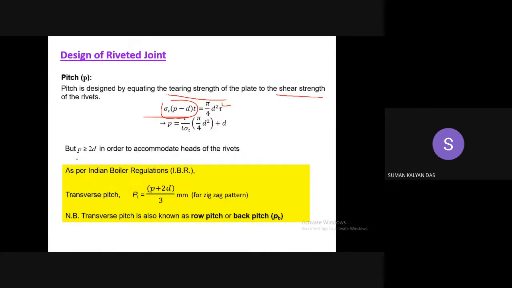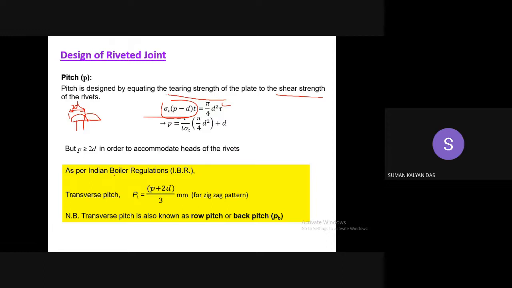Pitch also has some limitation. Pitch should always be greater than or equal to 2D. If the pitch is very small, it may be difficult to do the riveting, because the heads are like this. If it is too near, two heads will overlap. That is a physical difficulty. So in order to avoid that, P should always be greater than 2D. Normally the head diameter is seen to be 2D. So P should be greater than 2D.